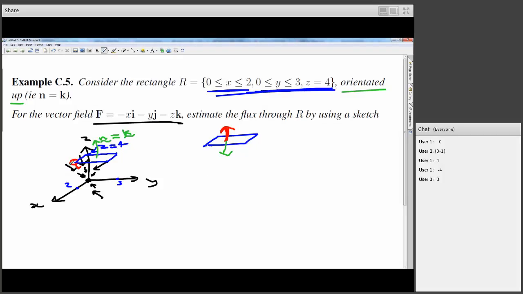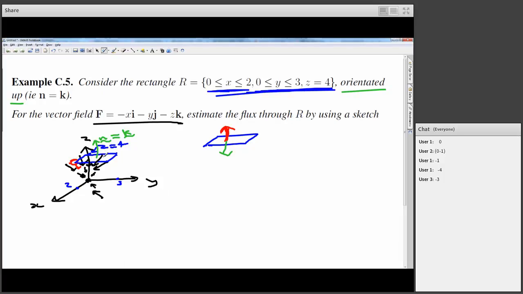So the flux is how much this vector field is flowing through this surface. More precisely, how much of it is flowing perpendicularly through this surface in the direction of the normal. So you look at this picture, all the arrows here are going down at this point in time, in the opposite direction to the normal.